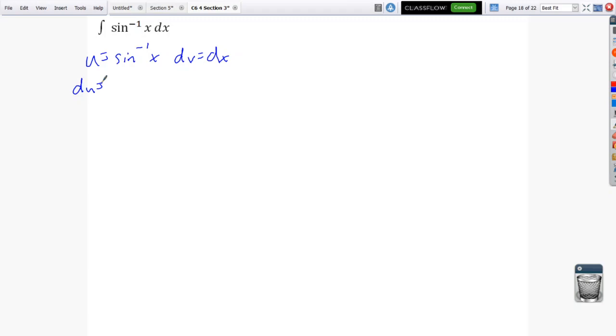Might have to pull out my rule sheet for this one, but I happen to remember that the derivative of arc sine is 1 over the square root of 1 minus x squared. Since this is a differential, I need dx. V can equal x. All right, cool. Box it up.